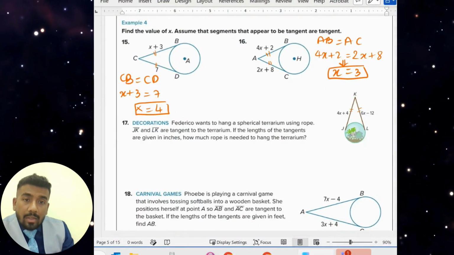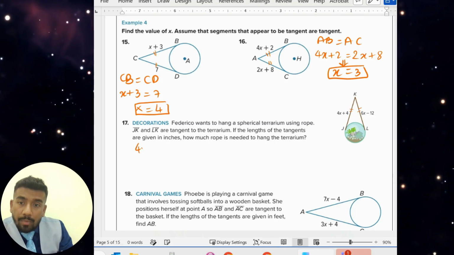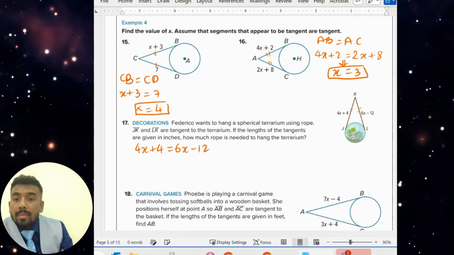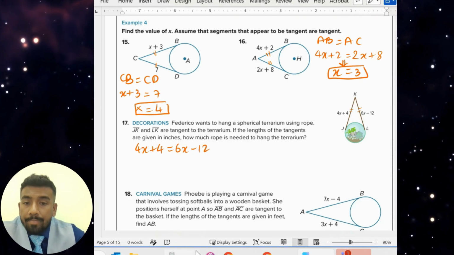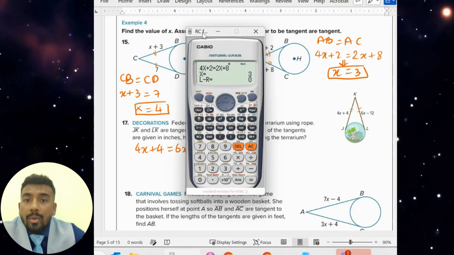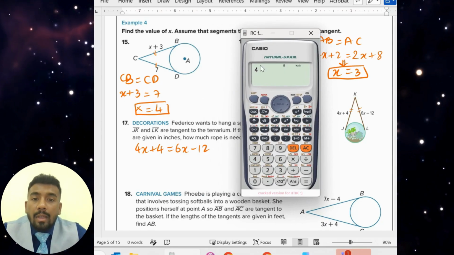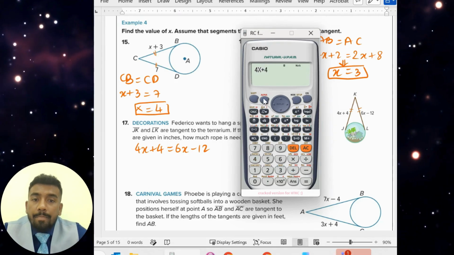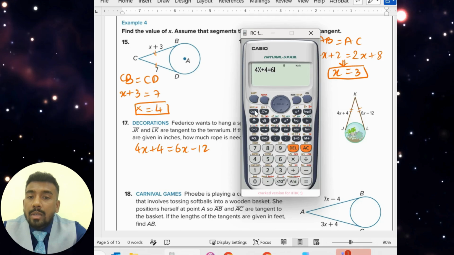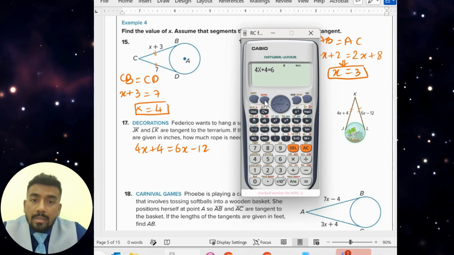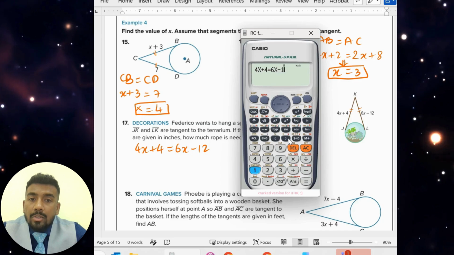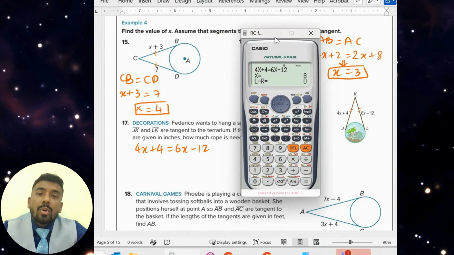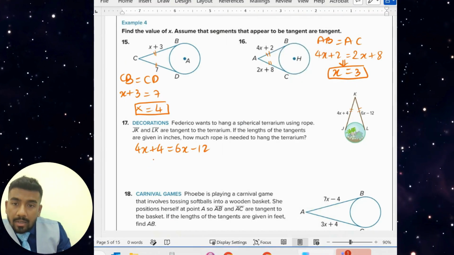Once you show they are equal, what you will do? Just solve them together. So 4x plus 4 will be equal to 6x minus 12. Do shift solve. So how will you do it? Do 4x plus 4 equals 6x minus 12. Let's shift solve. What do you get? x is what? 8. So x is 8.